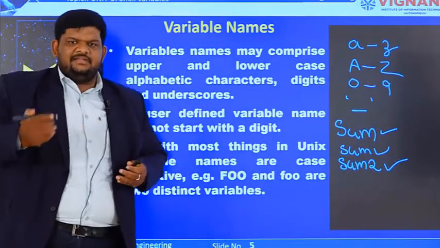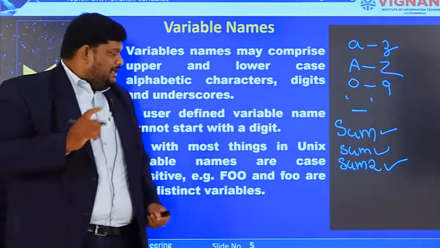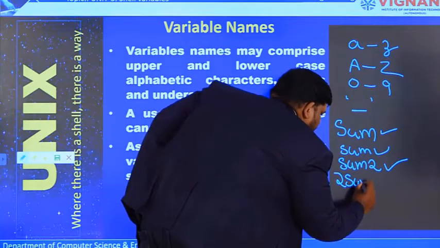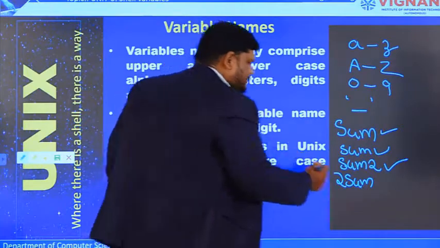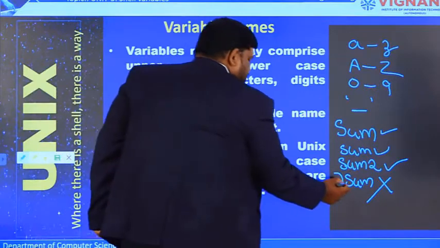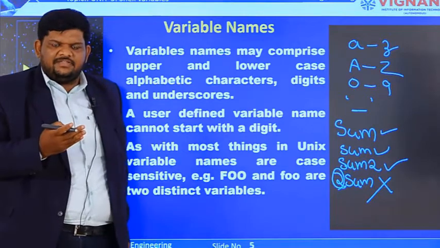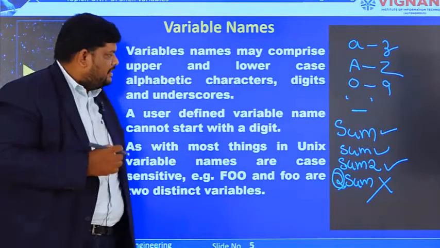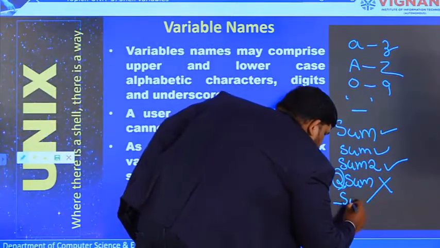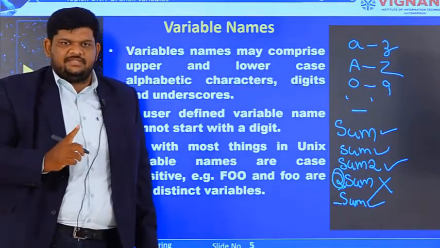Yes, it is also alphabetic lowercase 'sum', and after that we are writing the digit. So after any occurrence, any digit is also valid, and again lowercase, uppercase, whatever it may be, it is valid. But starting with a digit is not right. For example, if you write it starting with digit 2 and then 'sum', this variable name is not acceptable because a variable name never starts with digits. It may start with lowercase or uppercase alphabets, or one more, it may start with an underscore also. That means we can write like this. This is valid, but a variable name never starts with digits.